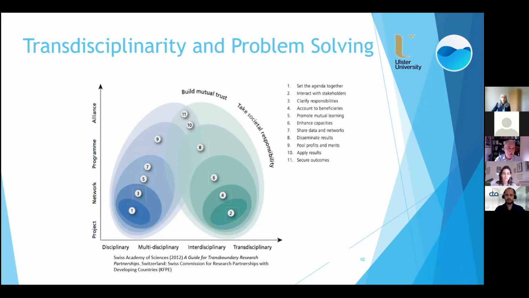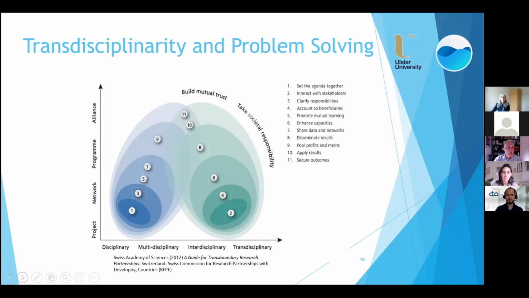And so you can see going down the numbers there, clarify responsibilities as academics. And then on 4, you can see accounting to beneficiaries. So this interplay between academia and the real world stakeholders is really, really important. And the bottom line, literally at number 11 there, is to secure outcomes. We have to come up with solutions that are literally sustainable with the communities that are involved.